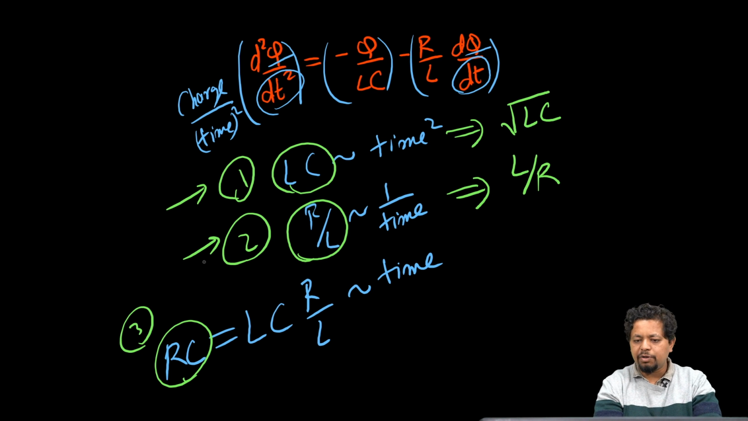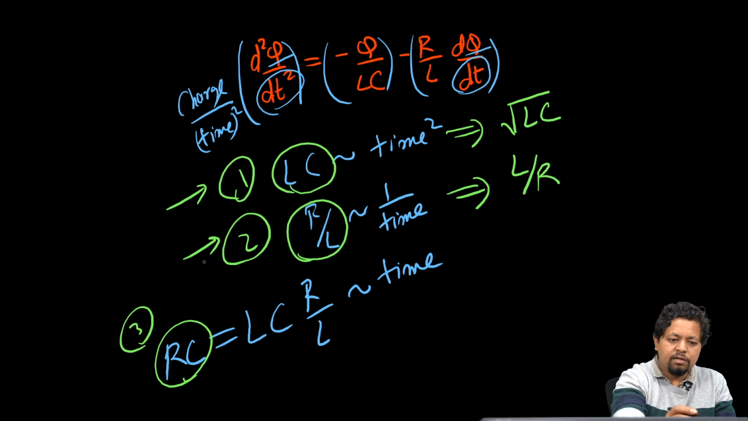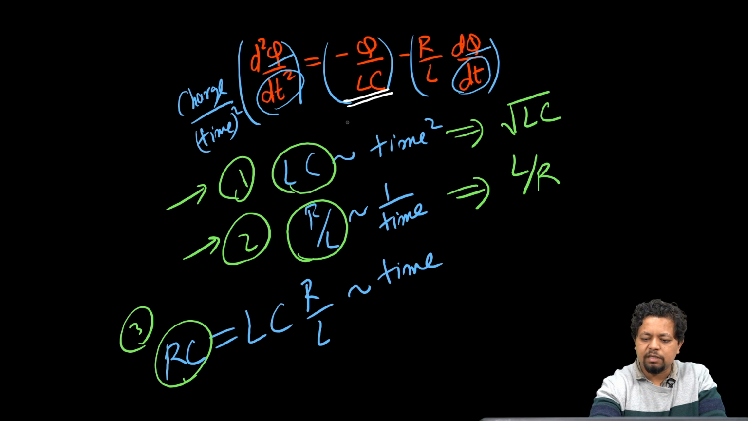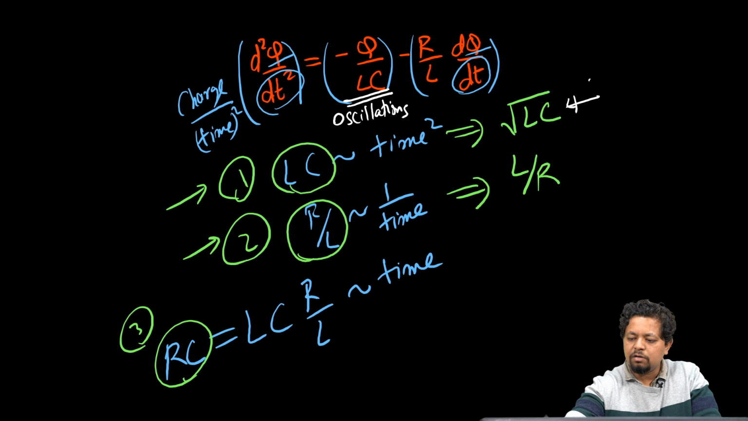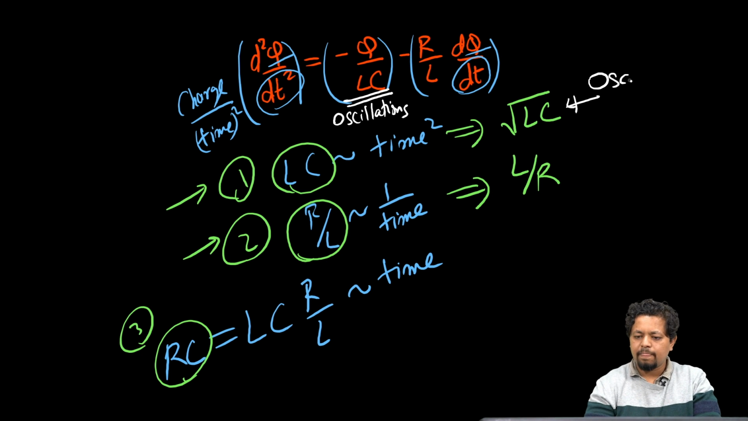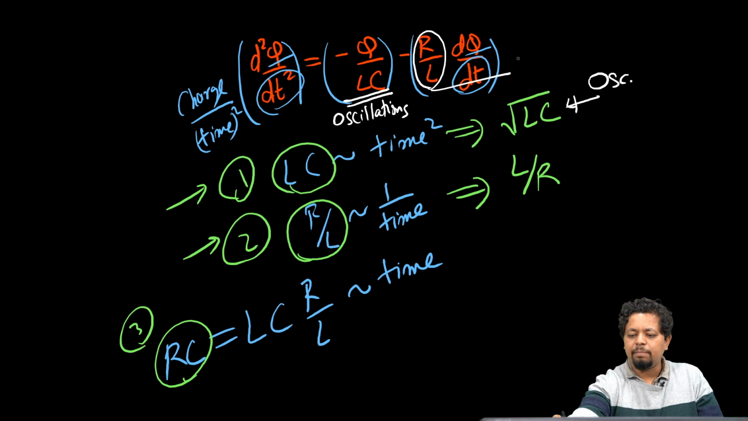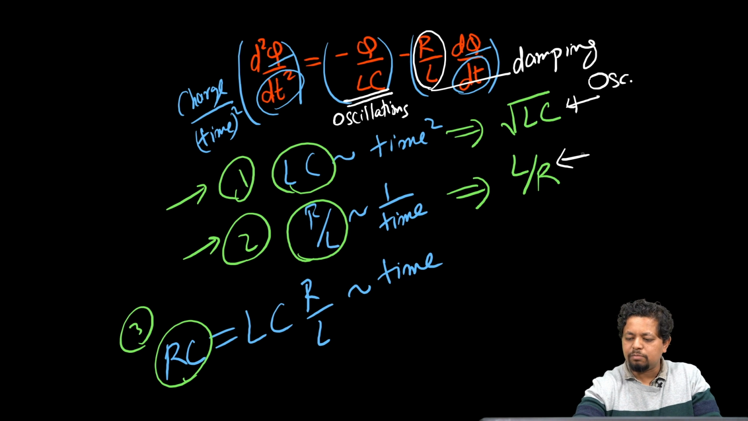Let's see what these time scales are doing, and for that we have to go back to physics. We have to look at the equation and ask what each term is doing. We can note that this term over here is responsible for oscillations, so this must be the primary time scale for oscillations, and clearly resistance is the damping factor. This is the damping term, so L by R must be responsible for damping.